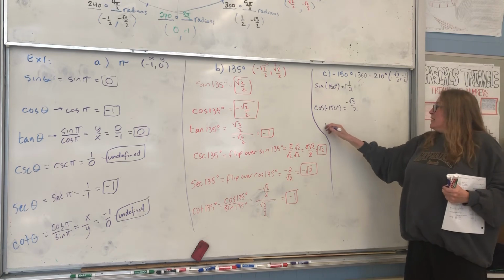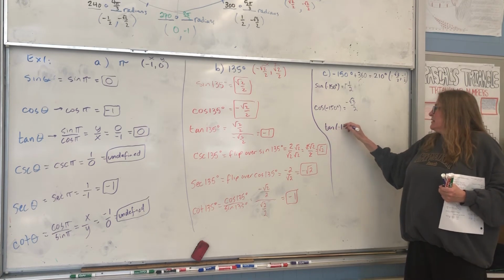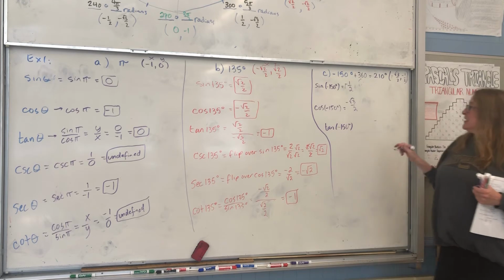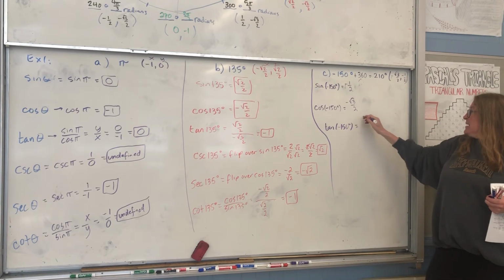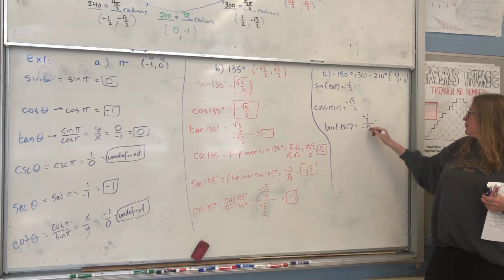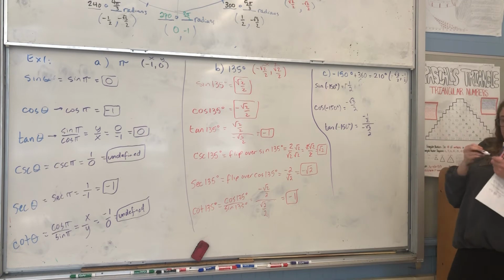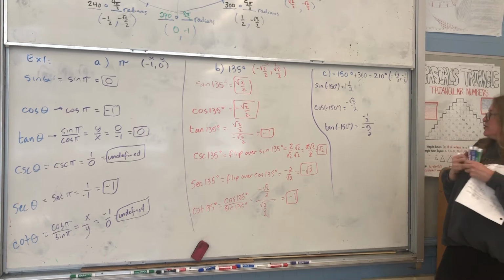Okay, tangent of negative 150 is equal to the sine over the cosine. So that would be negative 1/2 divided by negative root 3 over 2. So guys, the cool thing is those both have a denominator of 2.